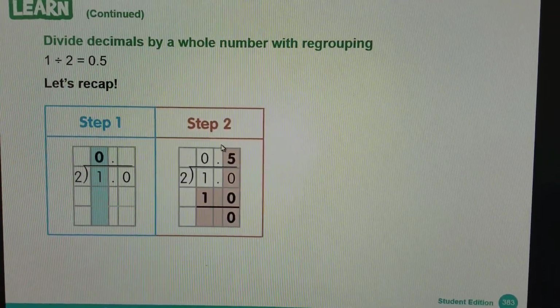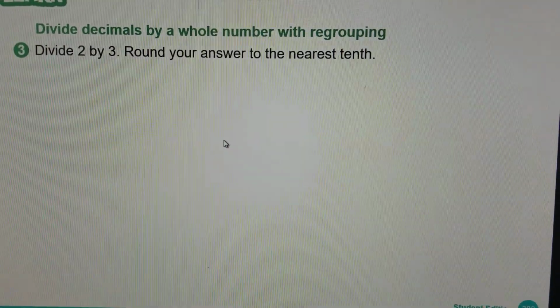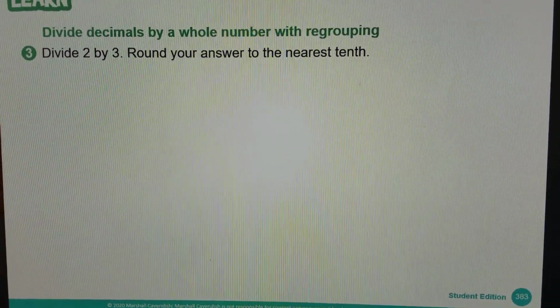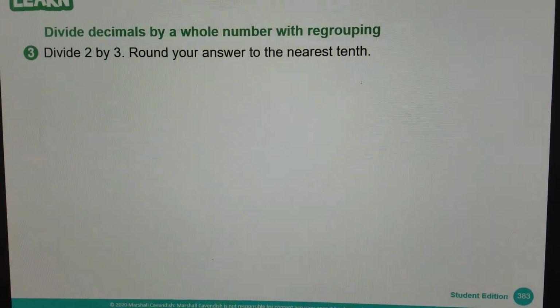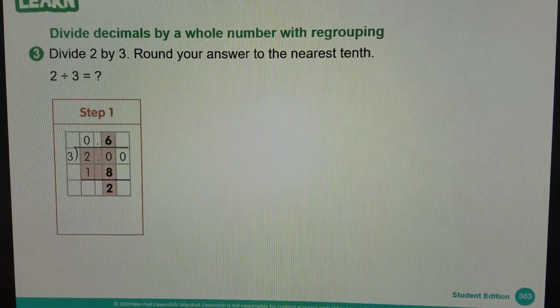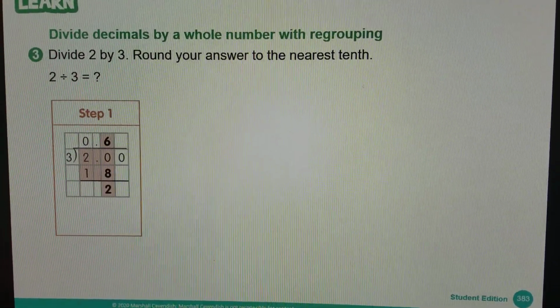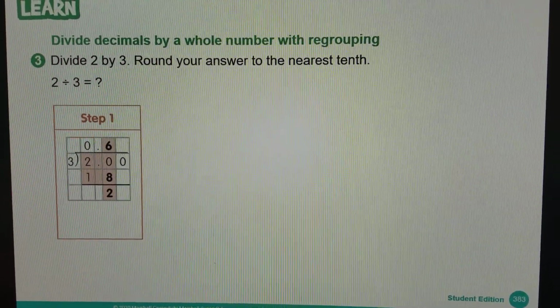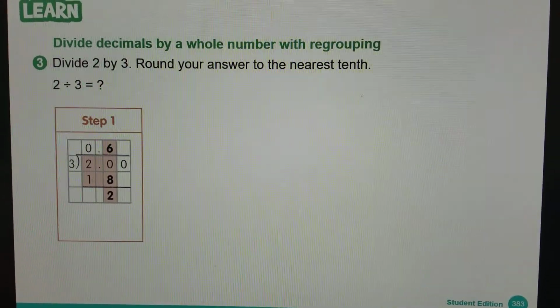Okay, let's do one that gets a little harder. What if I had 2 to be divided by 3 people? Okay, this time we're going to round our answer. It's asking us to round. So 2 wholes to 3 people I can't do, but I could do 20/10 to 3 people.